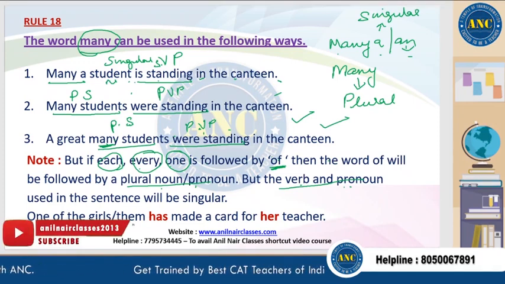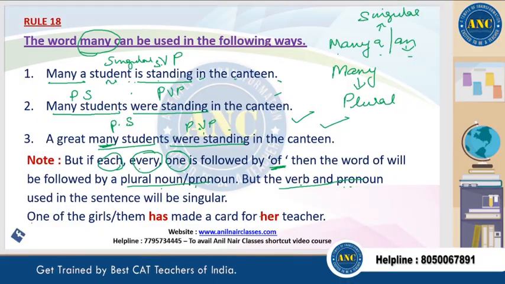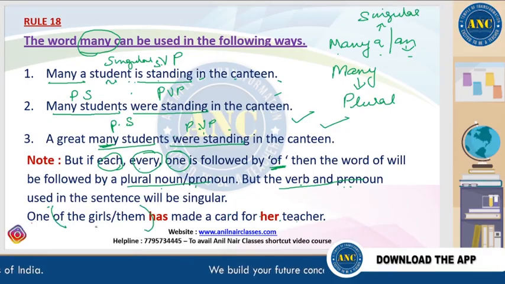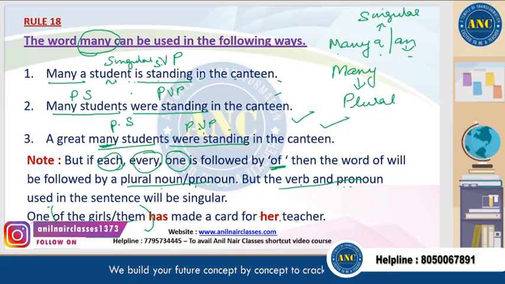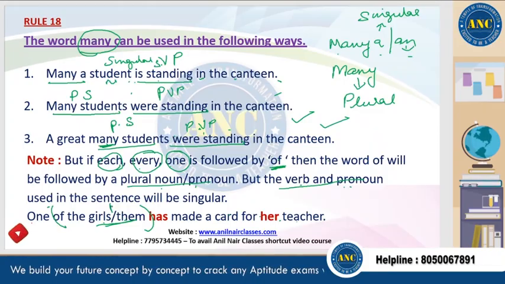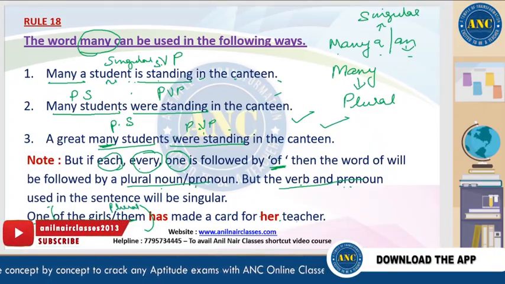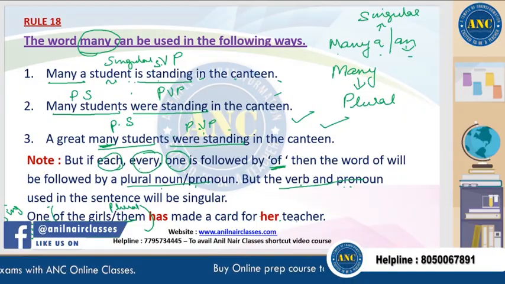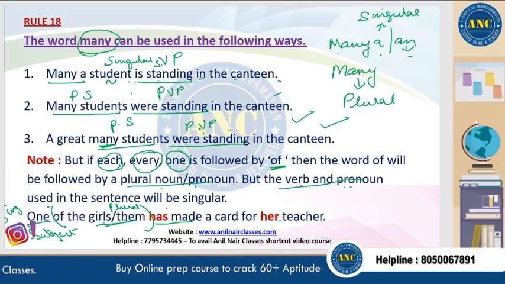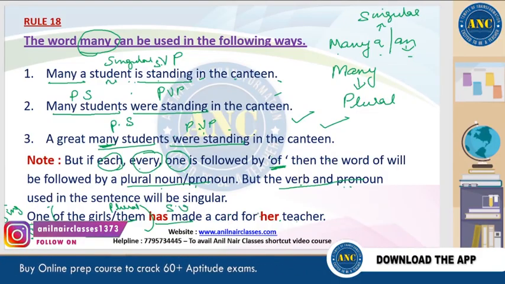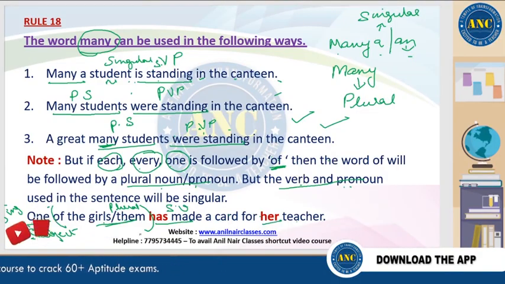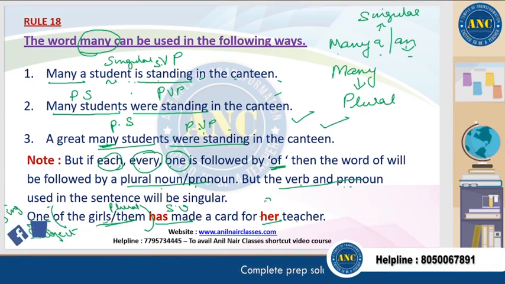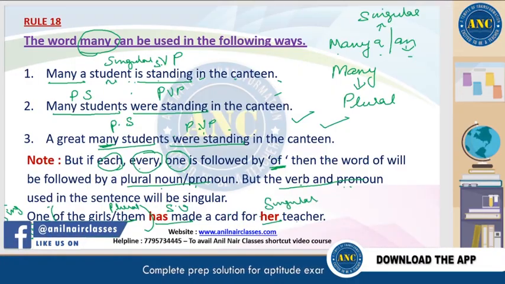See the example: one of the girls or of them has made a card for her teacher. Here "of the girls" or "of them" is the prepositional phrase. The object of the prepositional phrase, girls and them, is plural. But the subject is "one", which is singular. So the verb is "has made", which is the singular verb. Now, who has made a card for her teacher? You take one from many girls, which is why "her" is the singular pronoun. Clear?